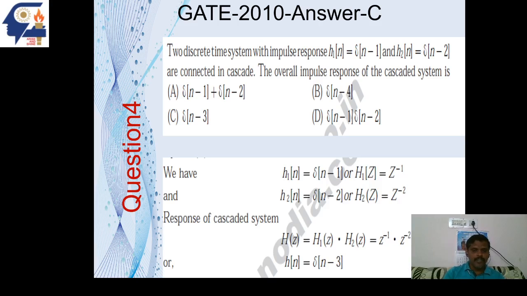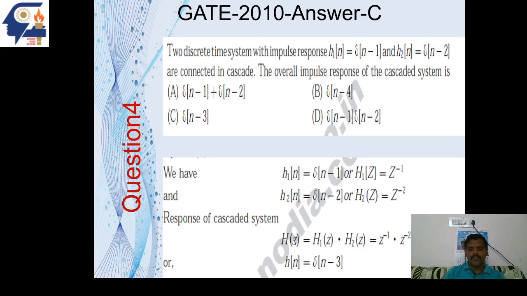Okay, now we will see the given h1 of n. Apply the z transform for h1 of n, that equals H1 of z. Because it is a delay by one sample, z power minus 1. h2 of n equals del of n minus 2. Apply the z transform, it is a delay by two samples, z power minus 2. If these two are connected in cascade, the overall impulse response H of z is equal to H1 of z dot H2 of z, not a multiplication, it is a dot. That equals z power minus 1 into z power minus 2, which equals z power minus 3.